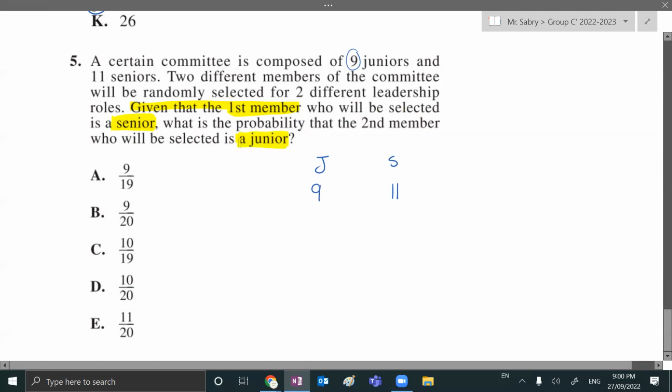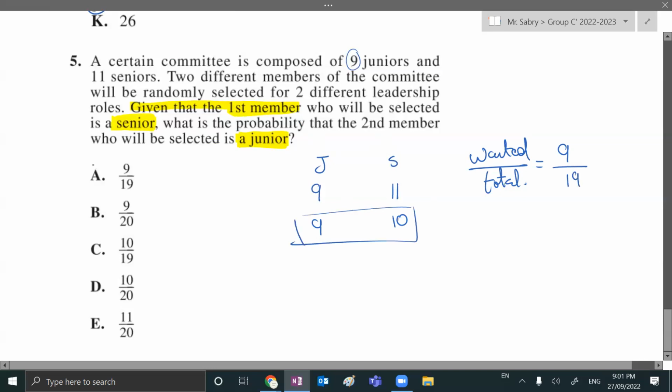So this is very similar to the example we've been explaining. I've already selected one person as a senior. So if I now need to select the second time, the seniors have reduced by 1. The seniors are now actually 10, no longer 11. So the probability of getting a junior would be the wanted over the total, and the wanted in this case is just the juniors, which are the 9, over the total, which is now 19, not 20. So the answer is A.